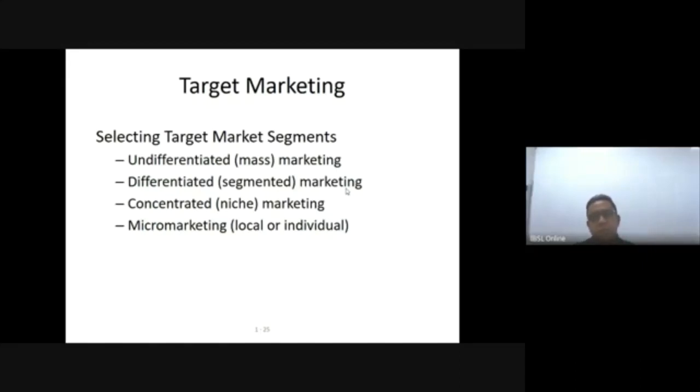So when you look at all the organizations in Sri Lanka and in the world, they use different targeting approaches to select their customers, and accordingly they have their own marketing mixes to position their products in the targeted segments.